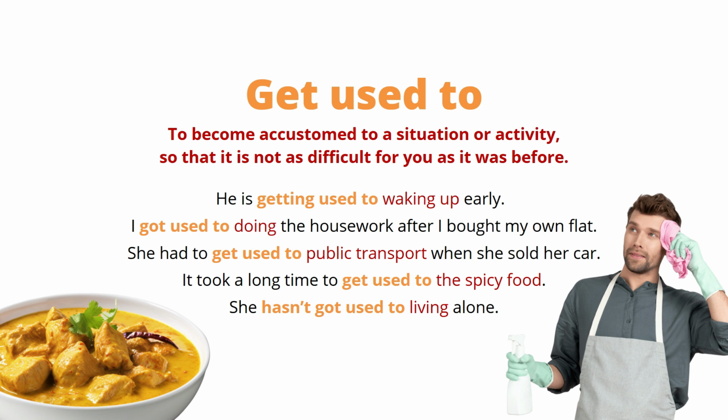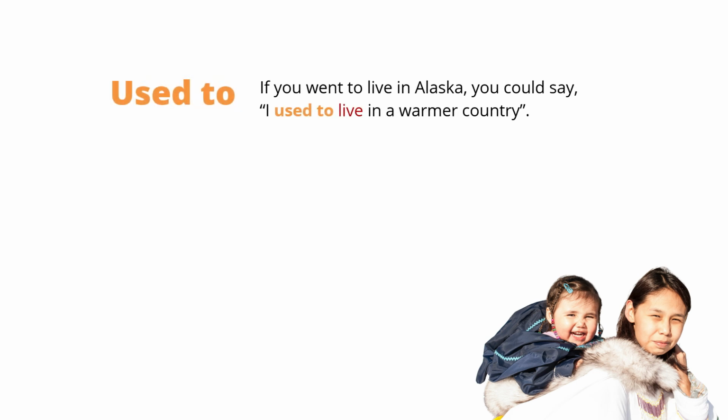Now let's look at some more examples of the three different structures to show the difference between them. Let's make a sentence with used to. If you went to live in Alaska, you could say, I used to live in a warmer country. So we've got used to with the infinitive form, used to live, to show the contrast between the past and the present. So, you used to live in a warmer country, now you live in a very cold place like Alaska, where it's very cold. So I used to live in a warmer country.